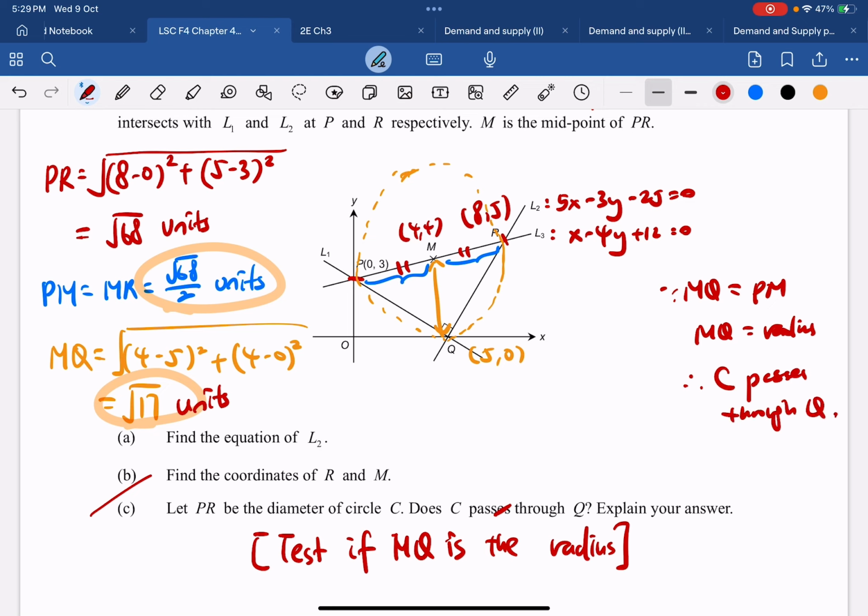Okay, so you copy first, and then I want to explain the logic why we should test if MQ is the radius. Because you see, what if C does not pass through Q?